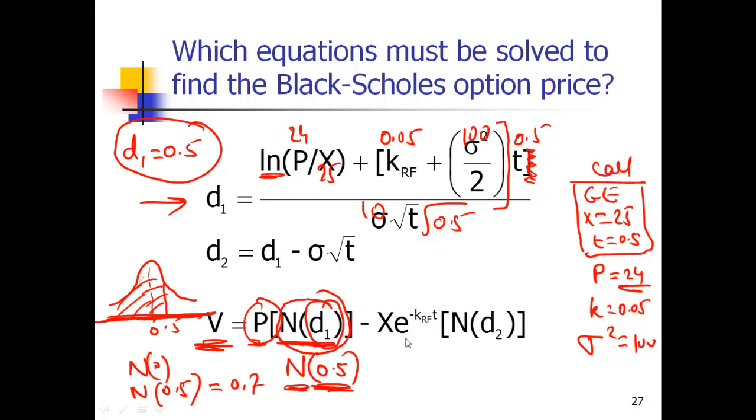Minus, what's X? That's the strike price of 25. Times e, that's your exponential, to the power of minus K. What's that? Minus 0.05 multiplied by what's T?